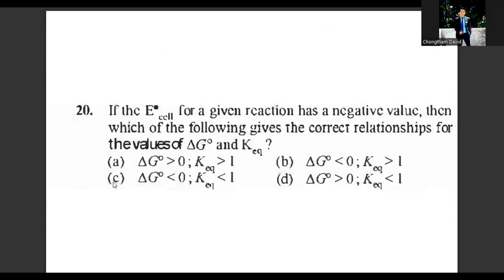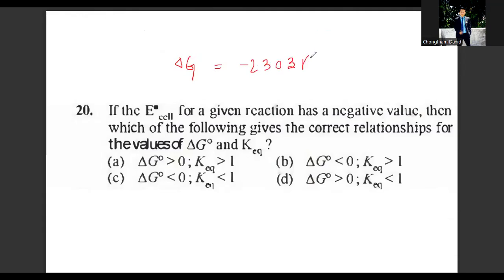If the cell potential for a given reaction has a negative value, then which of the following gives the correct relationship for the values of delta G naught and equilibrium constant K? Now, standard Gibbs free energy is given as delta G naught is minus nFE cell. If cell potential is less than zero, it means negative, and definitely your Gibbs energy will be greater than zero.